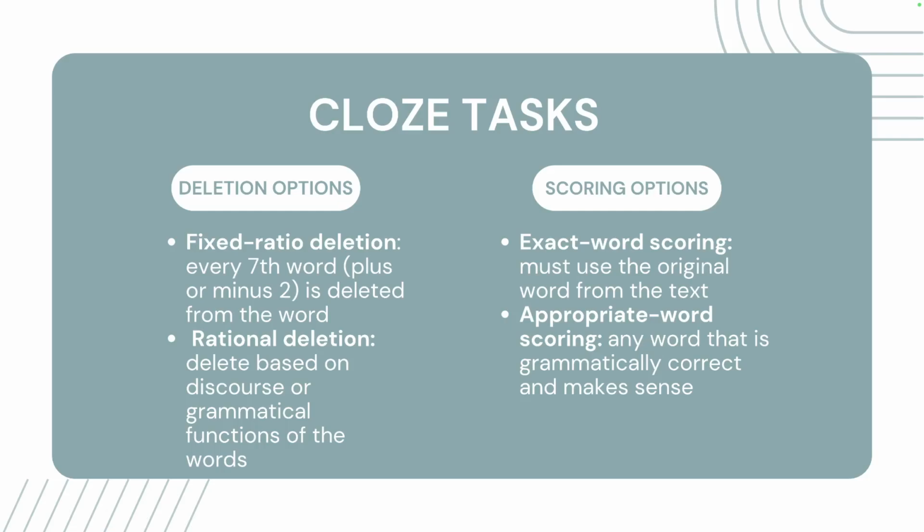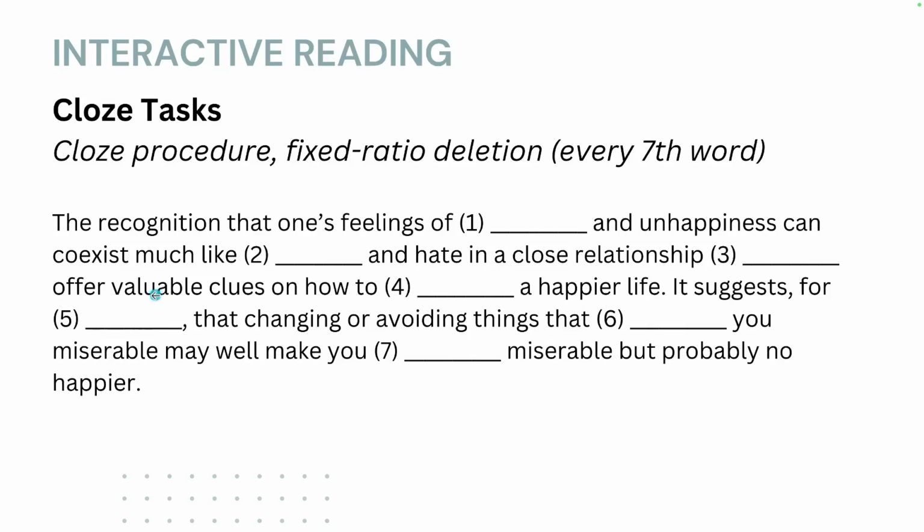All right, in terms of scoring, how you can score it is you can use exact word scoring, which means it must use the original word from the text. Now, the second way is appropriate word scoring. So any word that's grammatically correct and makes sense is correct. So you may be wondering, why would I use exact word or why would I use appropriate word? Well, I'll give you an example and then I'll talk about it later, okay? So here is an example of fixed ratio deletion.